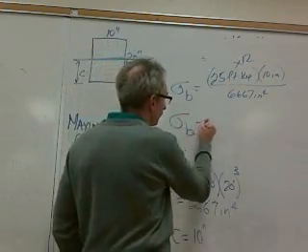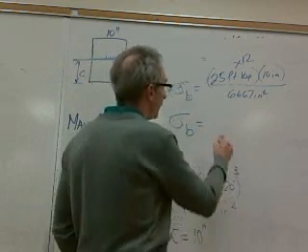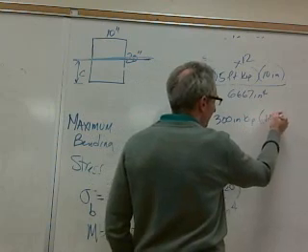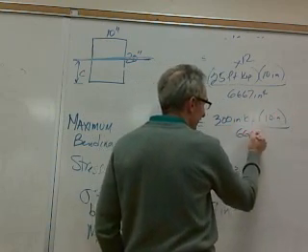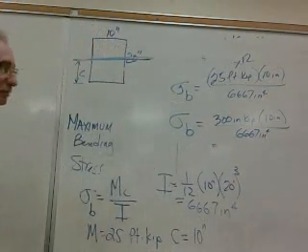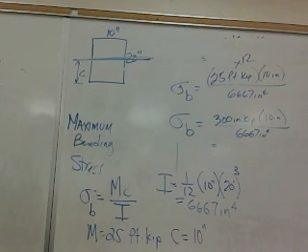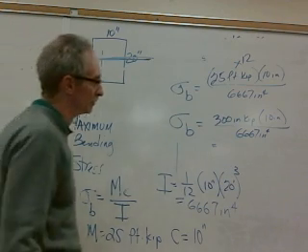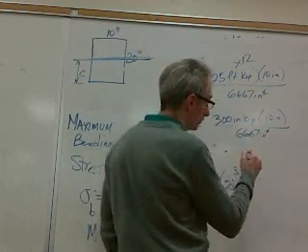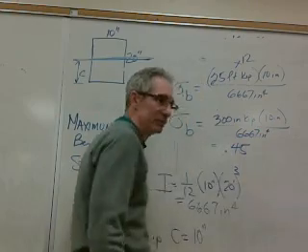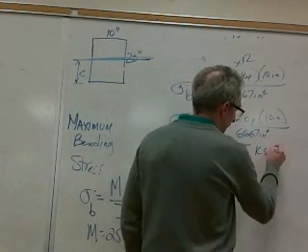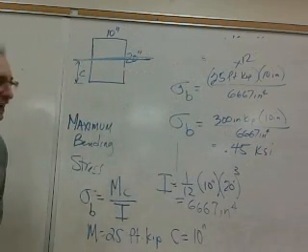And when you calculate your bending stress now, I've got 300 inch kips times 10 inches divided by 6,667 inches to the 4th. And that's going to come up with what? Well, 0.45. Units will be what? KSI. So about 0.45 KSI.